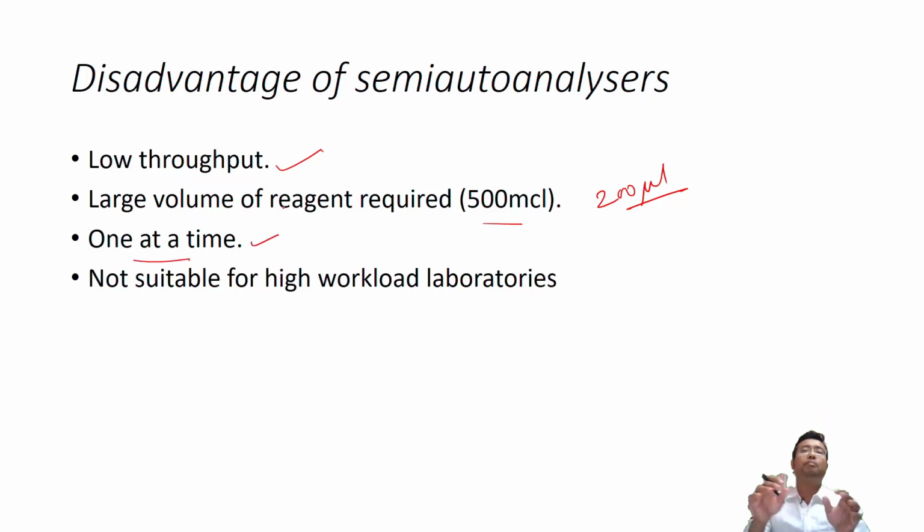Next, just related to the throughput, you need to do analysis one at a time. You just cannot simply set a batch of analysis and then go and do other jobs. No, it's not possible. You need to mix one by one, analyze one by one. Of course, the results will be there in your system, but still that manual part has to be done in semi-auto. Whereas in fully automated, you just set it in the computer and you just forget it. After 30 minutes or 1 hour, one cycle, the whole result will be displayed in the computer. So it is not suitable for a high workload laboratory. It's not an option. You need an automated analyzer.